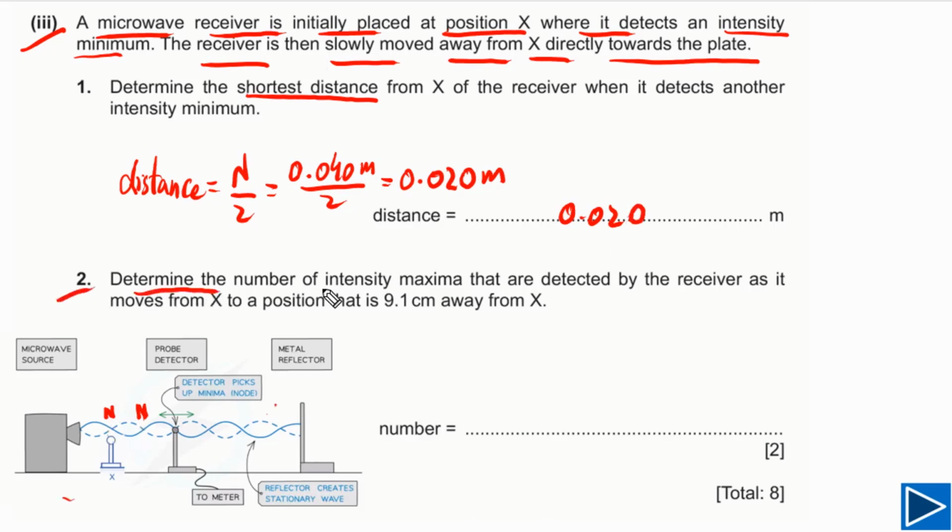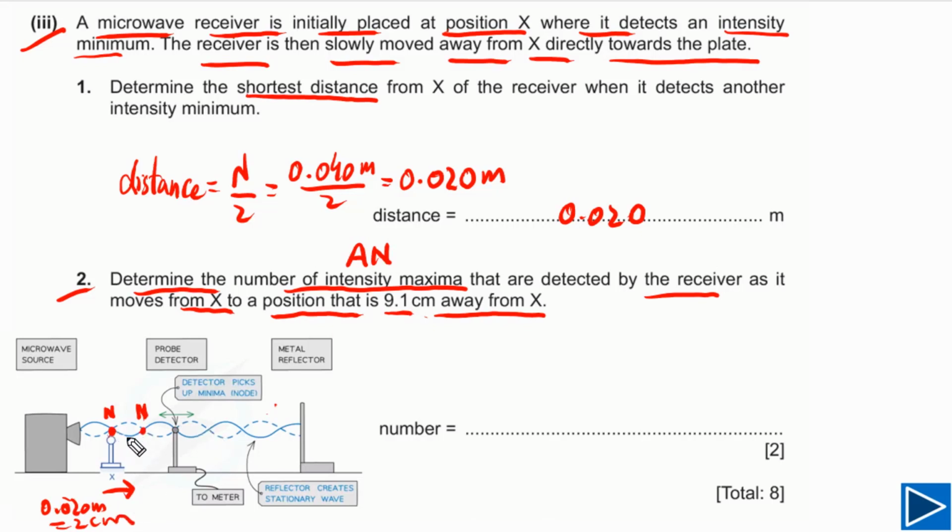For the second part, we need to determine the number of intensity maxima. It simply means that we need to determine the number of antinodes when the detector is moved from position X to a new position that is 9.1 centimeters away from X. So at this point our detector was placed at position X. Then we move our detector to the right and the new position from this one is 9.1 centimeters away. We have already discussed that the distance between two nodes is equal to 0.020 meters, or simply we can say this distance is equal to 2 centimeters.